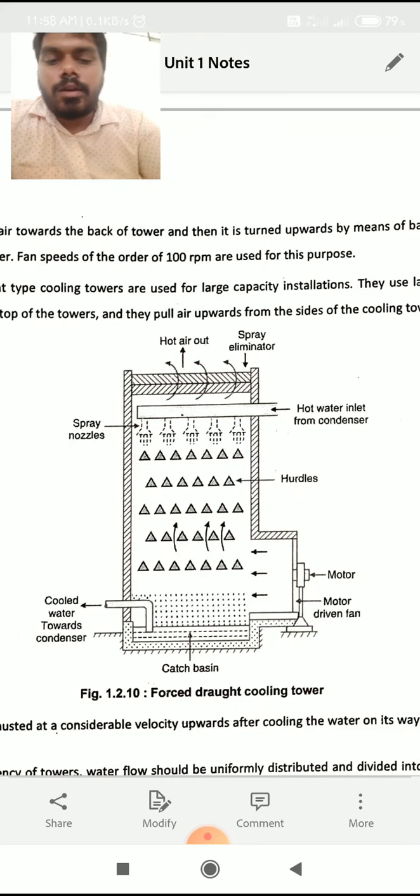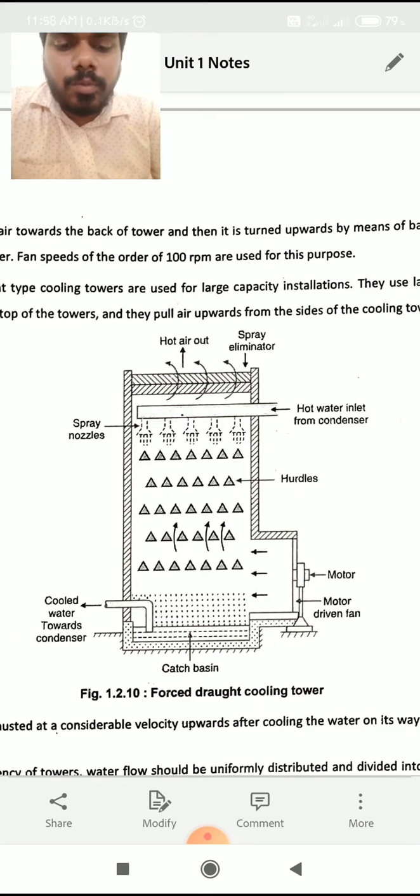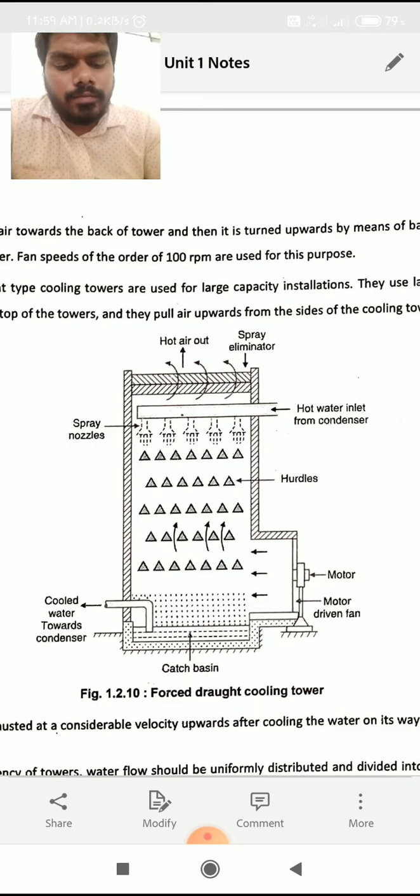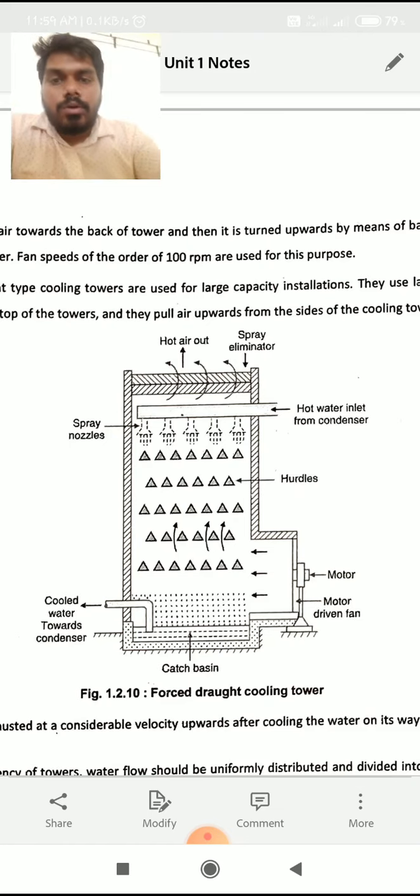Fan speed is about 100 rpm. Basically the motor is connected to the fan, and this fan actually cools the water. For cooling purposes the fan is used, and the speed is about 100 rpm.